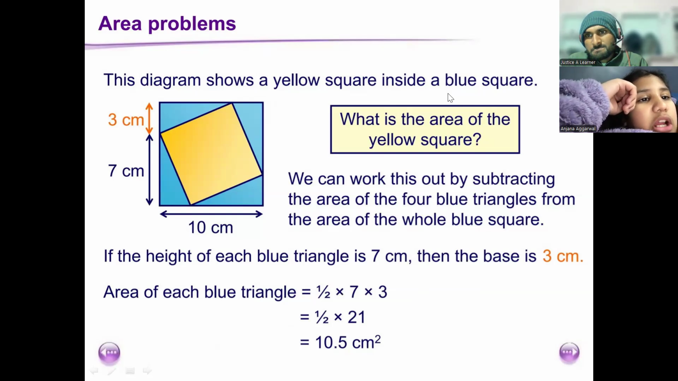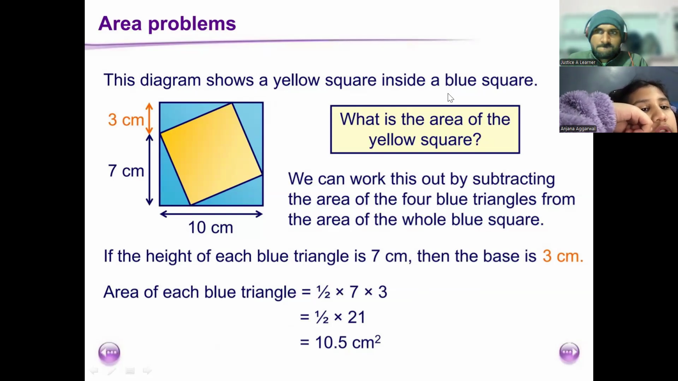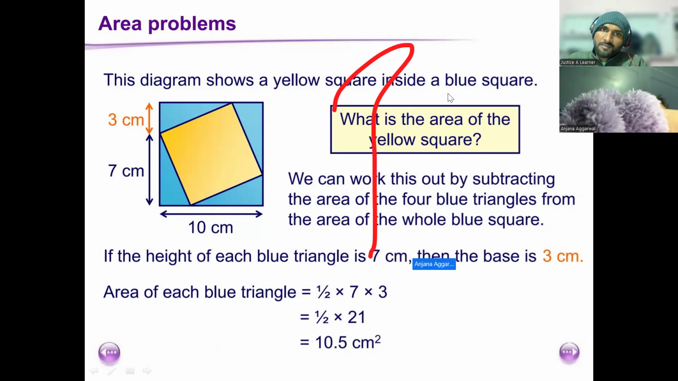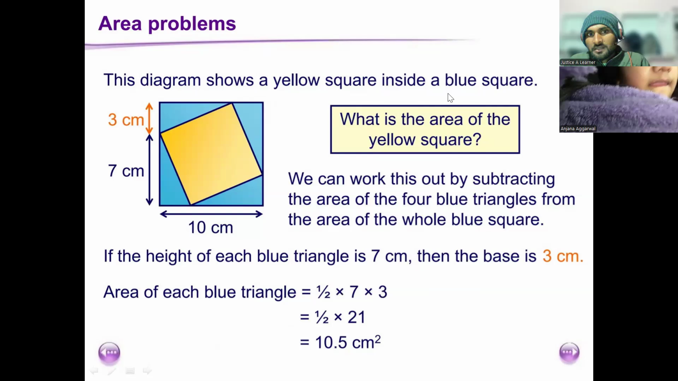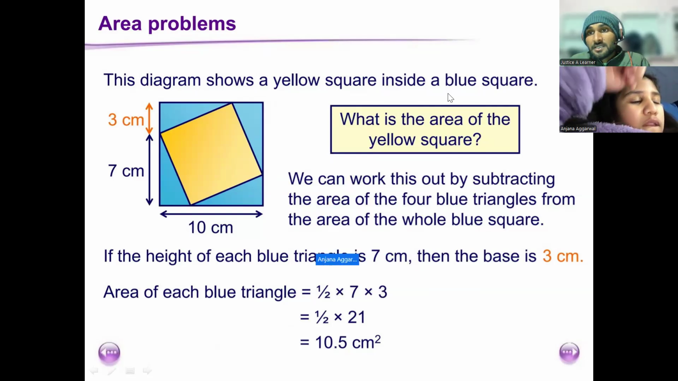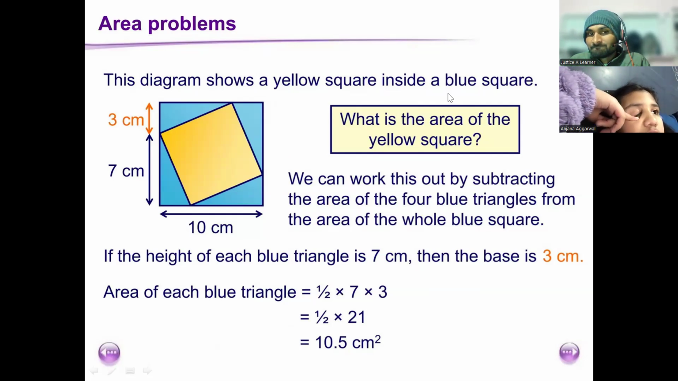We can work this out by subtracting the area of the four blue triangles from the area of the whole blue square. If the height of each blue triangle is 7 centimeters, then the base is 3 centimeters. What does it say? What is the height of each blue triangle? 7 centimeters. Triangle, can you see the triangle? Can you observe that triangle here?